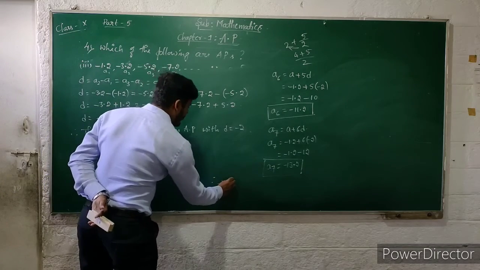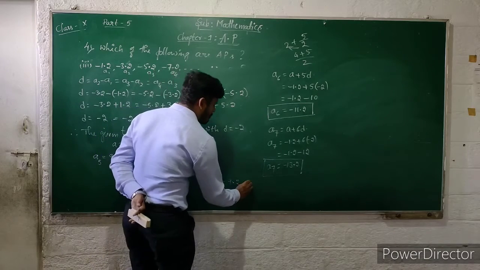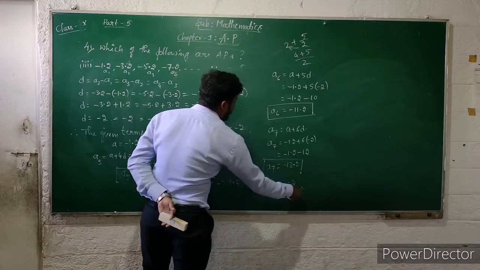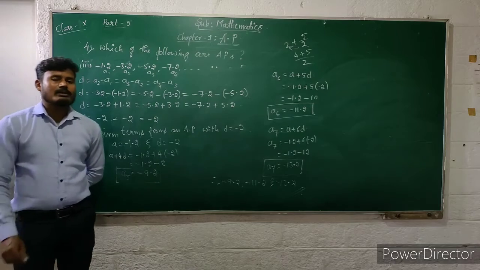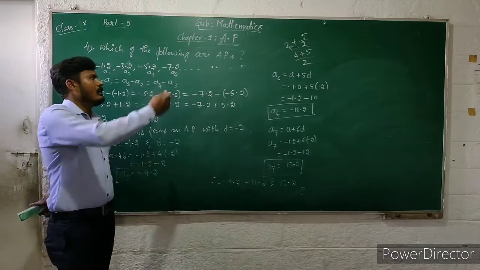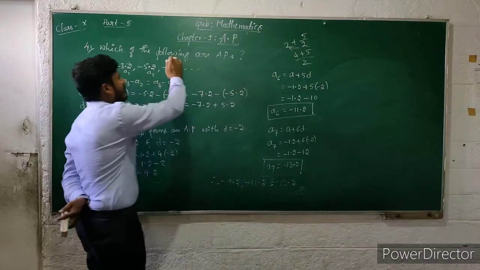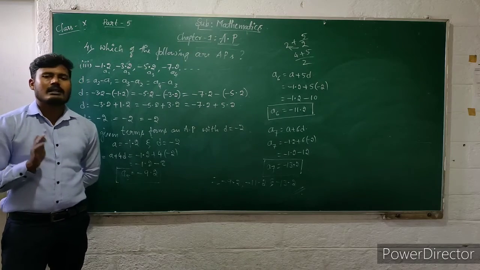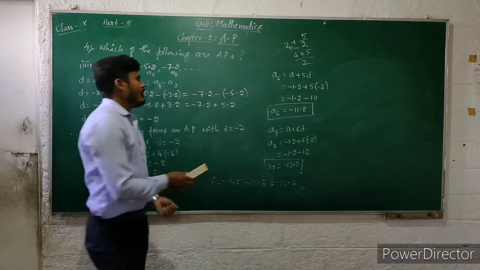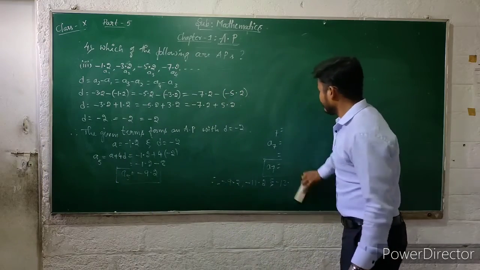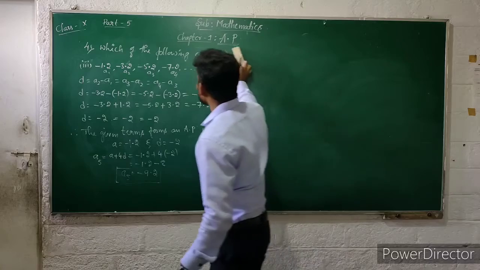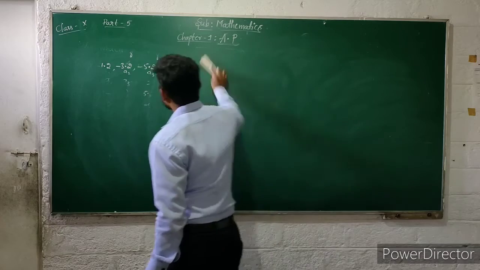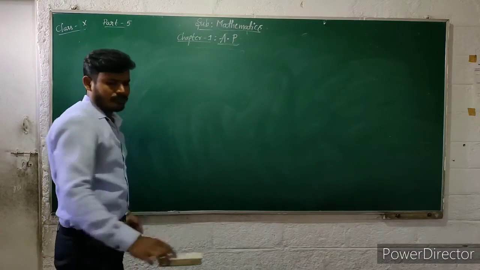Therefore minus 9.2, minus 11.2 and minus 13.2 are the next three consecutive terms of the given arithmetic progression, after minus 1.2, minus 3.2, minus 5.2 and minus 7.2. So then moving on to the next question, the fourth one.